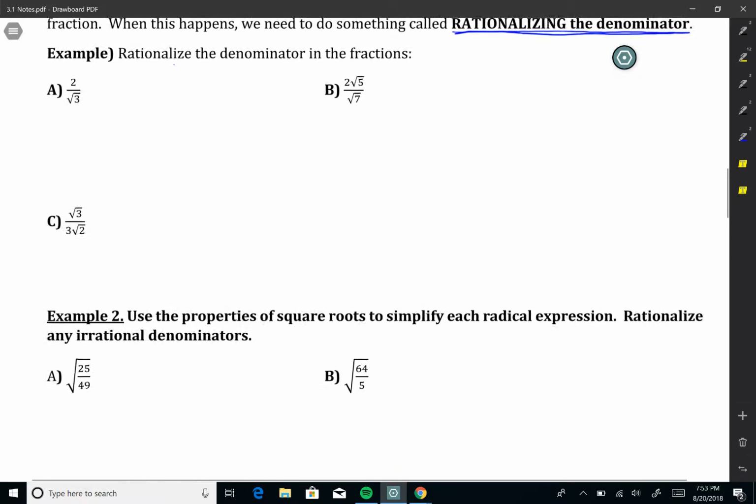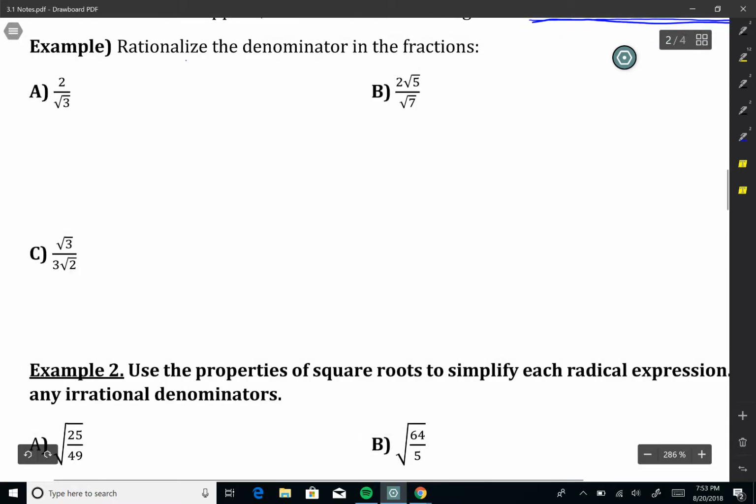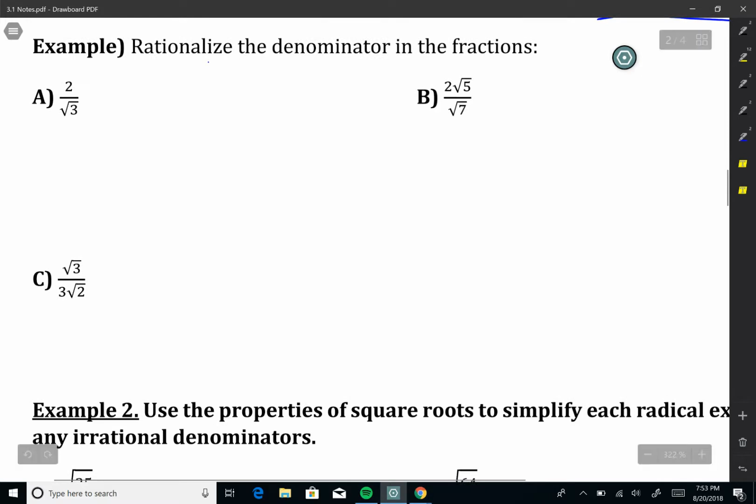So I have 3 examples here. Rationalize the denominator in the fractions. All right, letter A. I have 2 over the square root of 3. All right, so here's how we do it. To get rid of a radical, you multiply it by itself, and I'll show you why this works in a second. So if I have the square root of 3, I'm going to take it times the square root of 3. Now, if I'm going to do that on the bottom, I also have to do that on the top because rad 3 over rad 3 is just 1. So I really just multiply them by 1. I'm just making it look different.